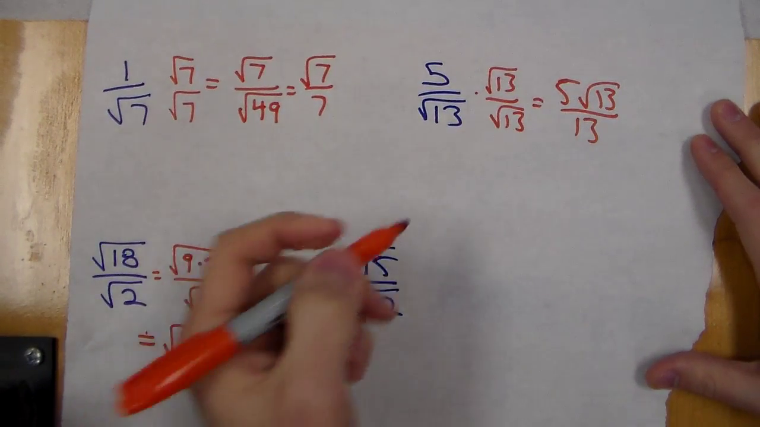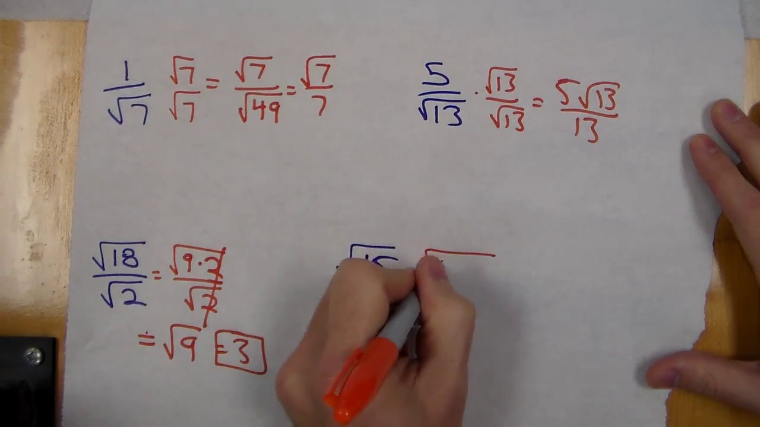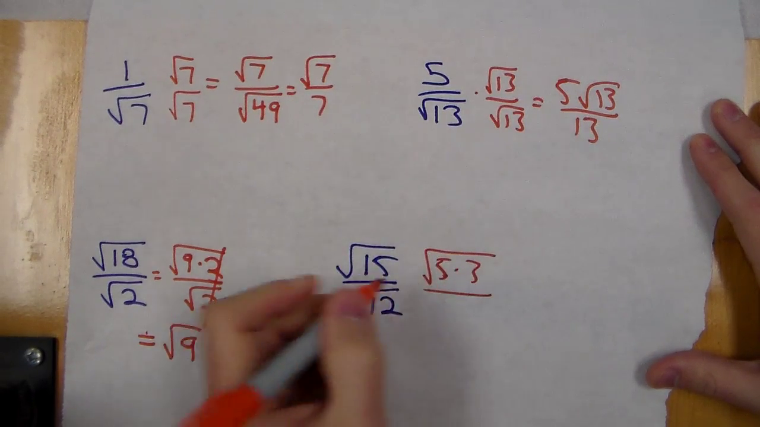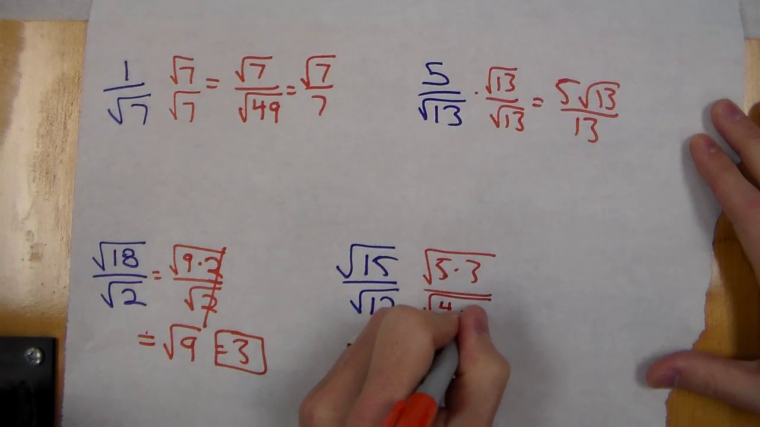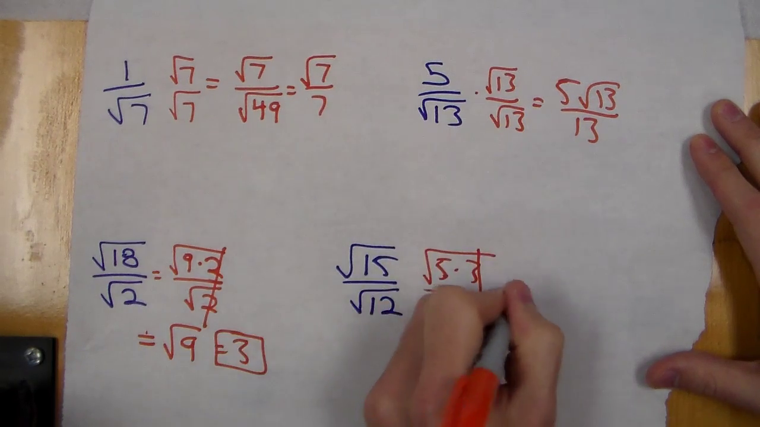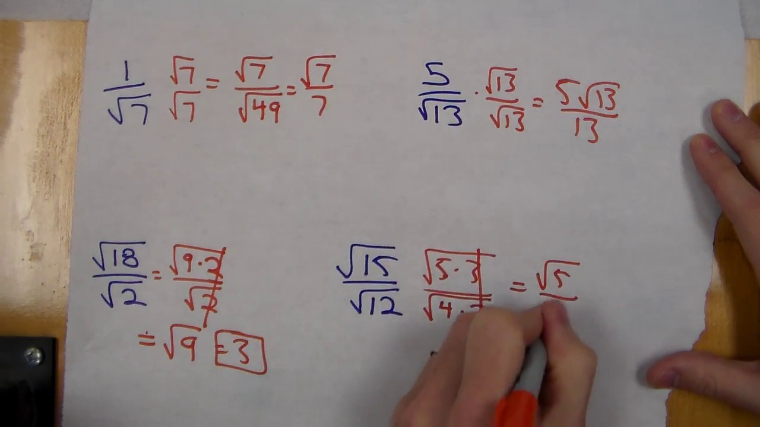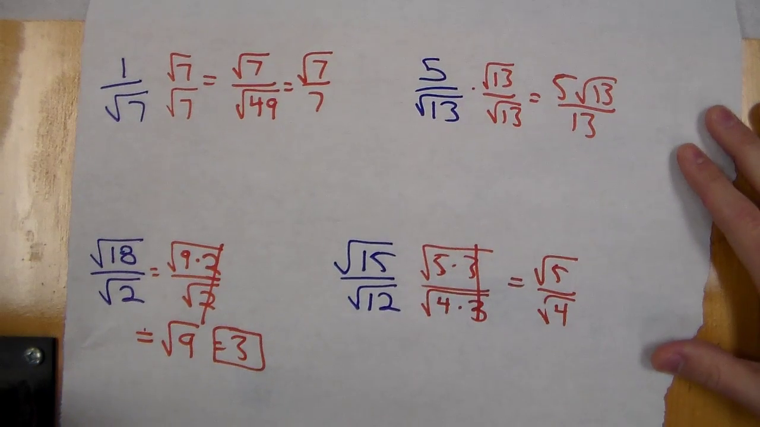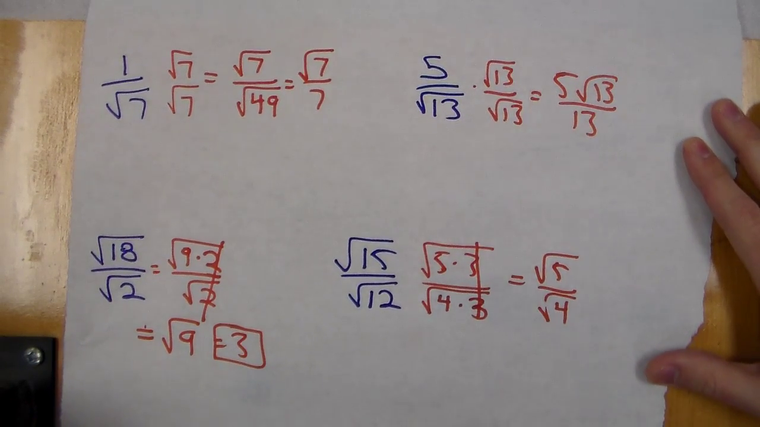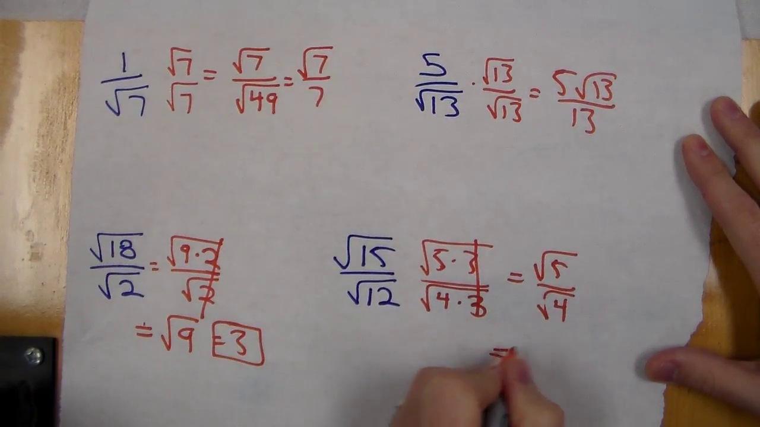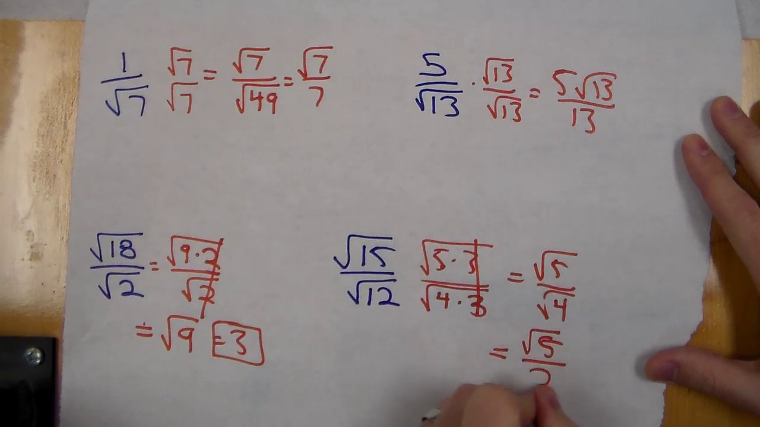We could do this again with the square root of 15 over the square root of 12. 15 is 5 times 3. 12 is 4 times 3. This becomes the square root of 5 over the square root of 4, which we start to think, do we have to rationalize the denominator? Not really, because the square root of 4 is 2, and your answer then is square root of 5 over 2.